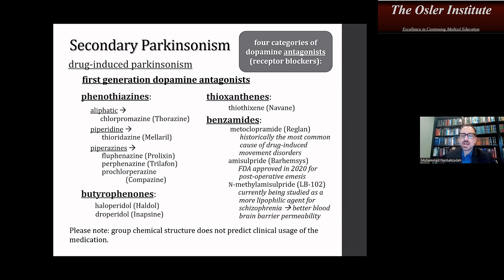The butyrophenones include haloperidol or droperidol. The thioxanthenes, the one that comes to mind is thiothixene, which is a very old antipsychotic. And then the benzamides include metoclopramide, which is historically used for things like gastroparesis, the most common cause of drug-induced movement disorders. Amisulpride is another benzamide that was FDA approved in 2020, specifically for the indication of postoperative emesis. And for example, N-methyl amisulpride, or LB-102, is not even available yet, but is currently being studied as a more lipophilic agent for schizophrenia because it has better blood-brain barrier permeability.